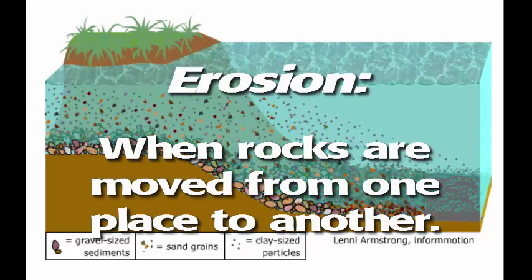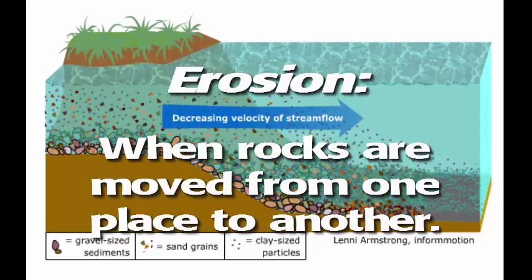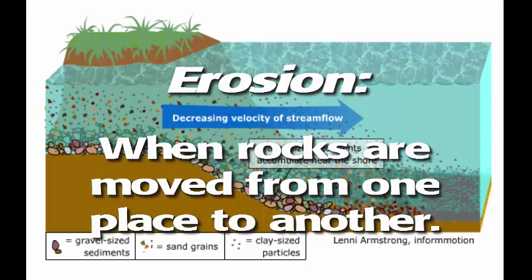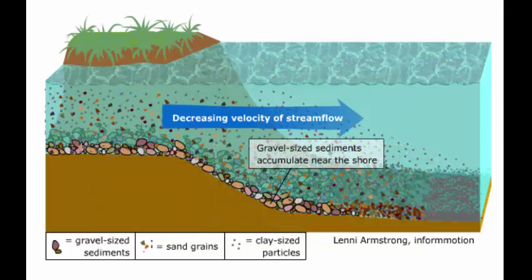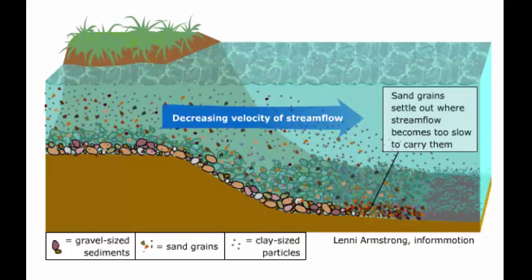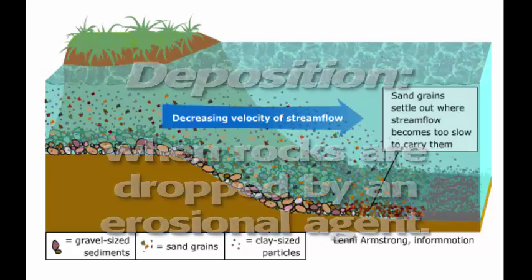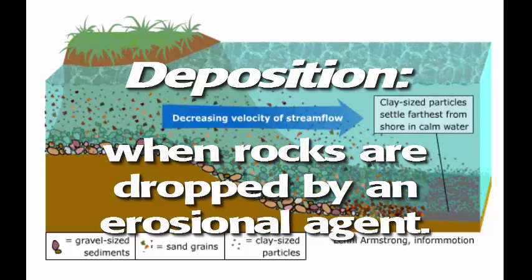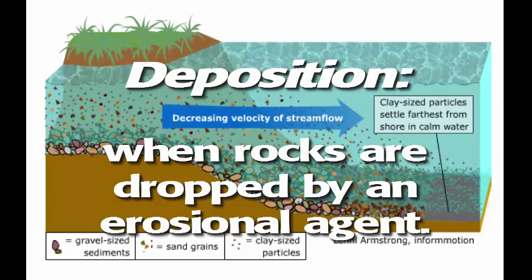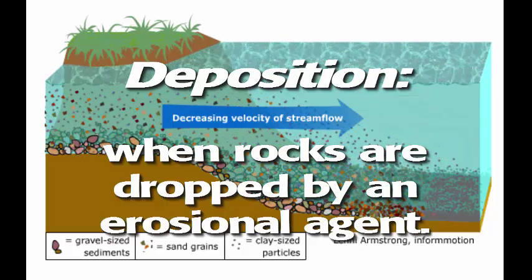Erosion, on the other hand, is when rocks are moved from one place to another, and there are a lot of ways that that can happen as well. Eventually, whatever is moving the rocks runs out of energy and it drops them in another location. We call this deposition.